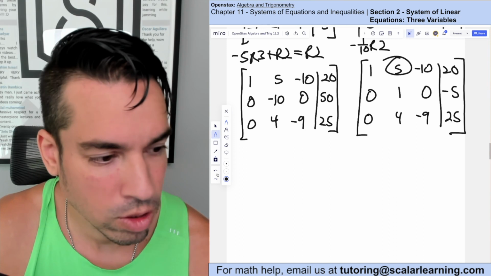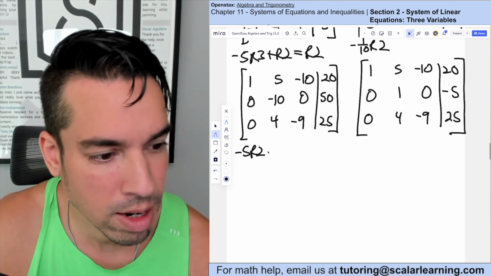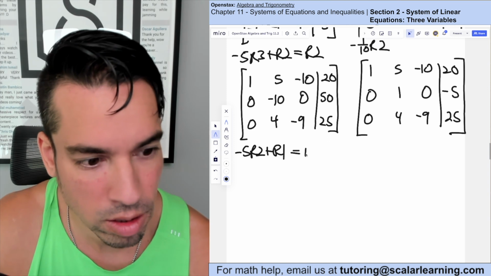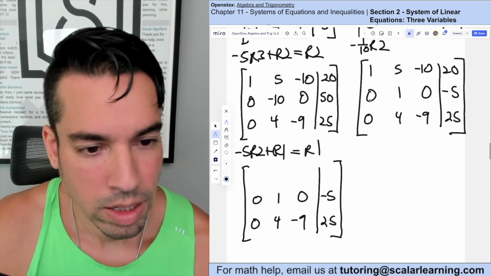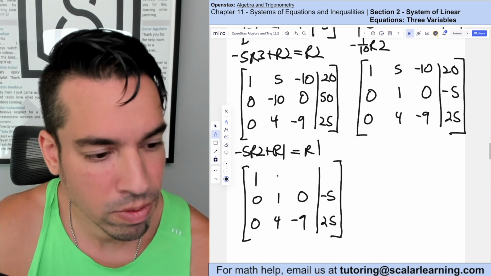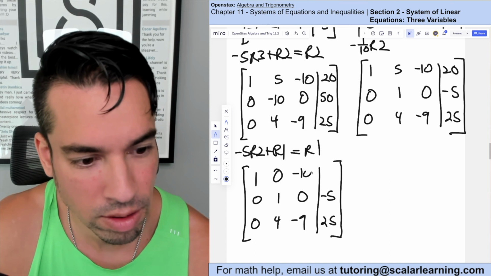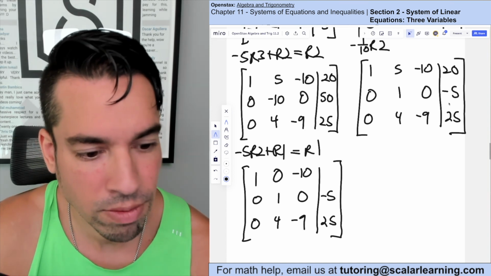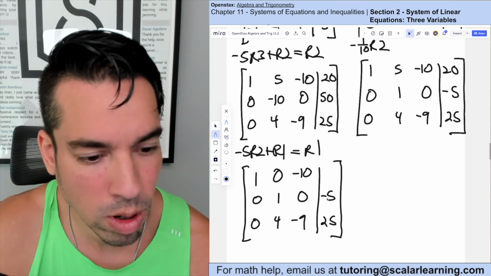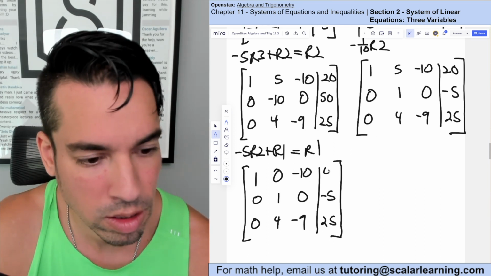Next, I'm going to flip this one to 0 by multiplying row 2 by negative 5 and adding it to row 1 to get a new row 1. Let's write that out. So we got negative 5 times 0 is 0 plus 1 is 1. Negative 5 times 1 is negative 5 plus 5 is 0. Awesome. Negative 5 times 0 is 0 plus negative 10 is negative 10. And then we got negative 5 times negative 5 is 25 plus 20 is 45.